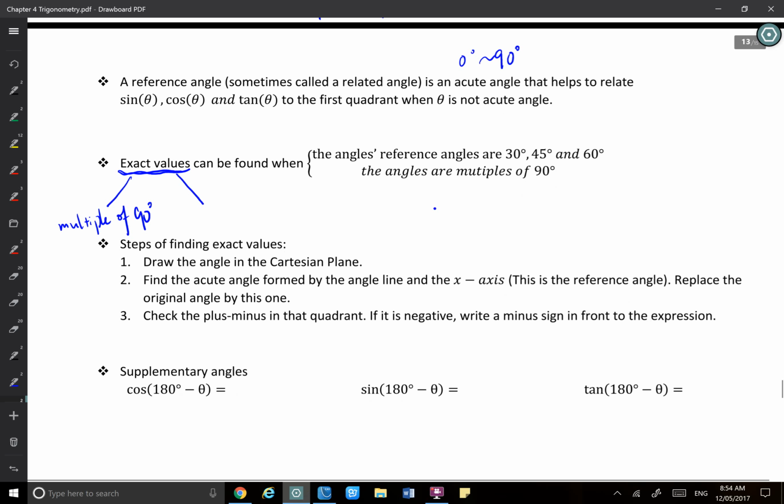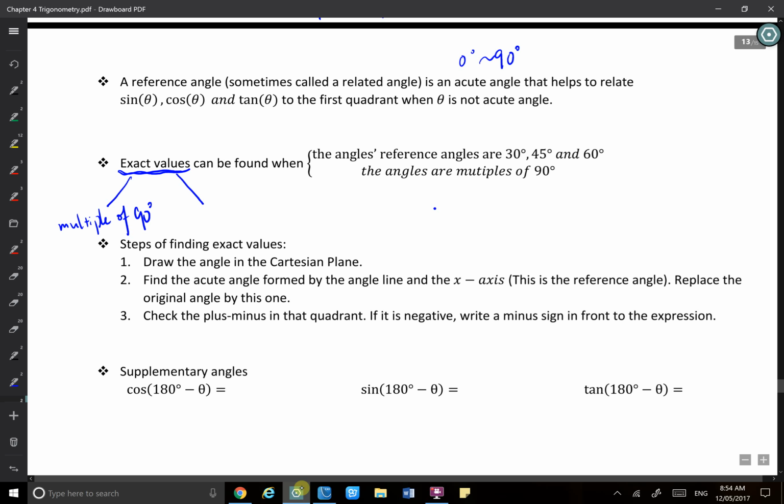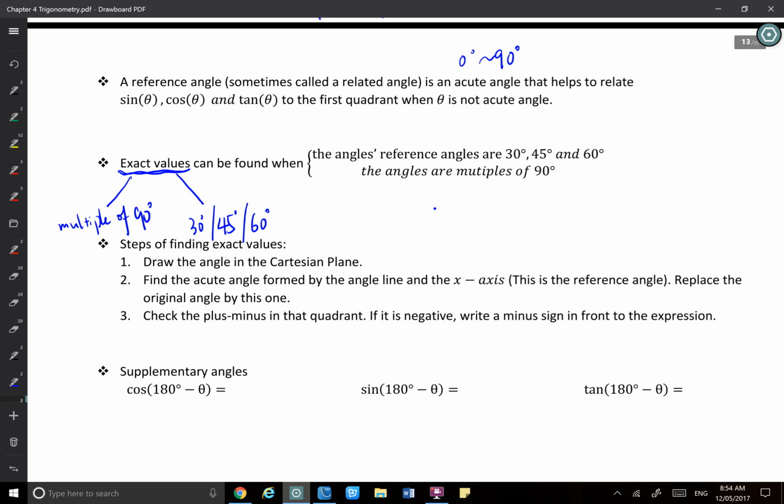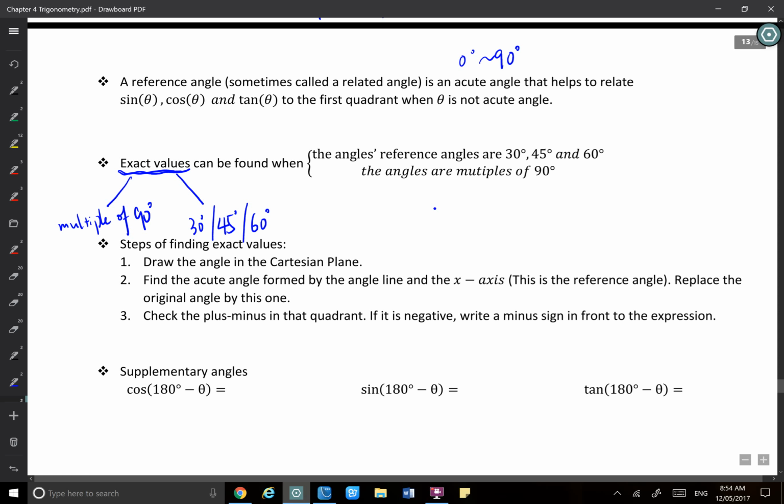So the first type is multiples of 90 degrees. And the second type we learned is 30, 45, and 60 degrees. Those three angles are exact because we have those triangles, and we can find exact values for them. That's the two types. But not only 30, 45, and 60 will have exact values.